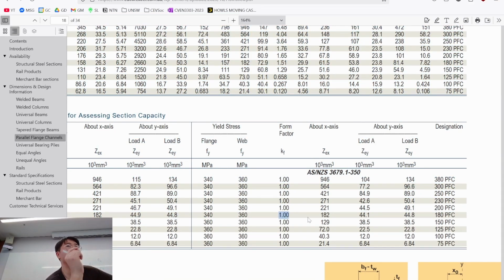KF is basically to do with how much of your section is going to locally buckle in compression. They specifically manufacture these products so that they get full utilization of the amount of steel that you put into it. They've kind of been min-maxed products, right? So they're obviously not going to give you something that's designed to have a lower form factor. So you can trust that most of the time anything you grab from OneSteel is going to have a form factor of 1. It's not going to locally buckle.